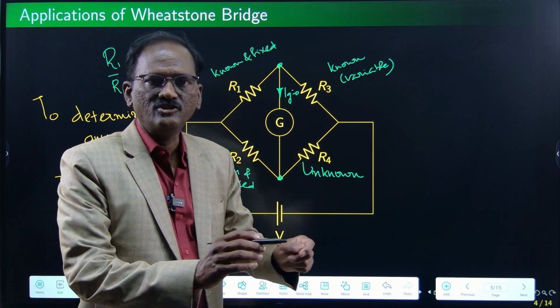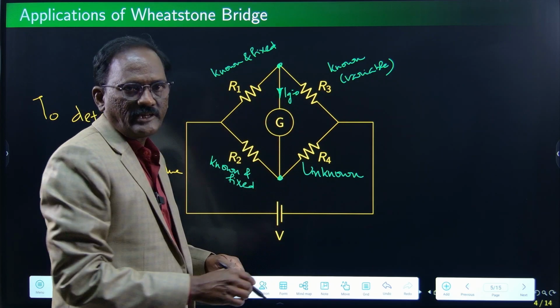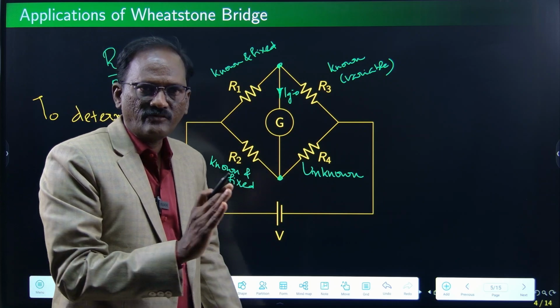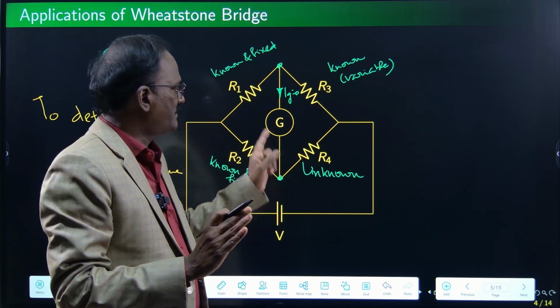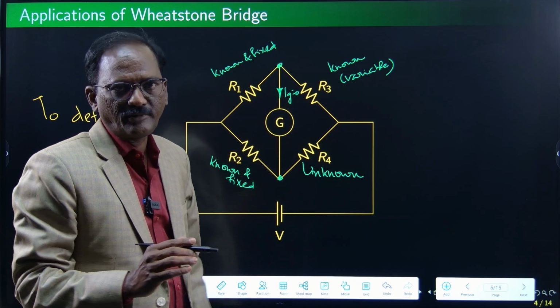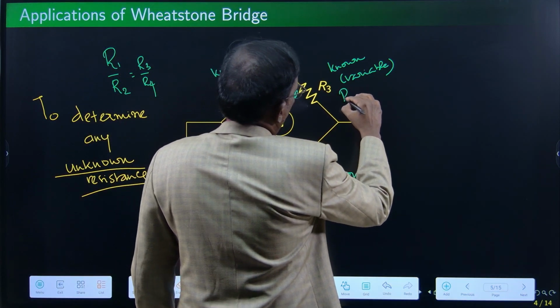You are varying the value such that the current through the galvanometer is 0, right? You are looking for any deflection is there, right? If there is no deflection, you will stop at that particular value. This is usually a resistance box.